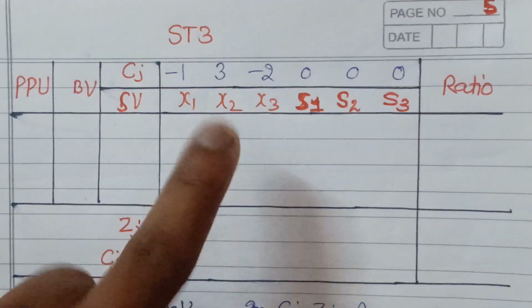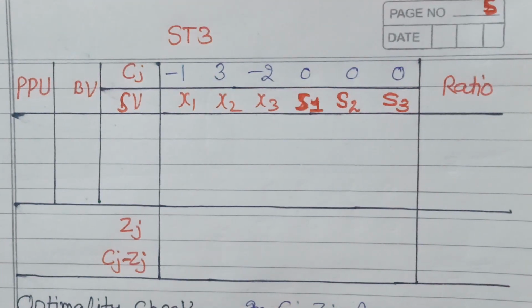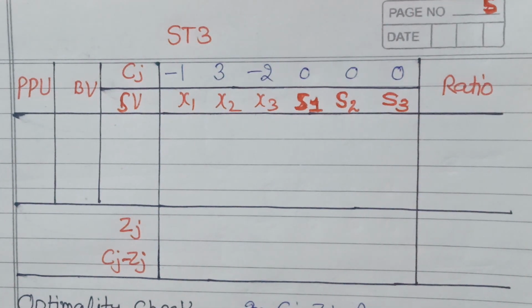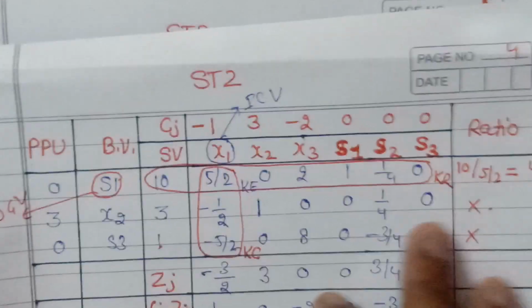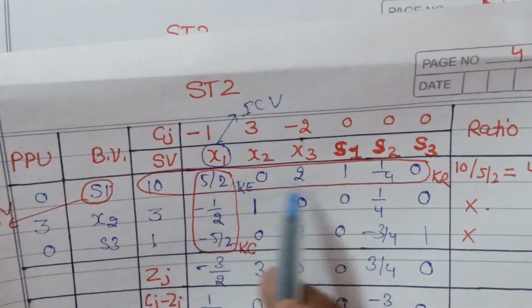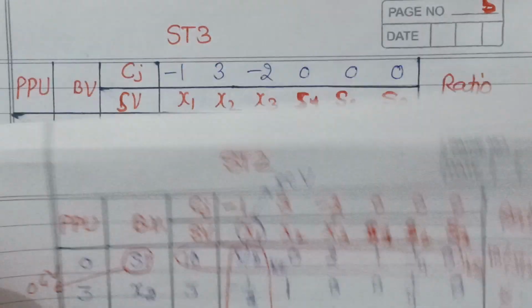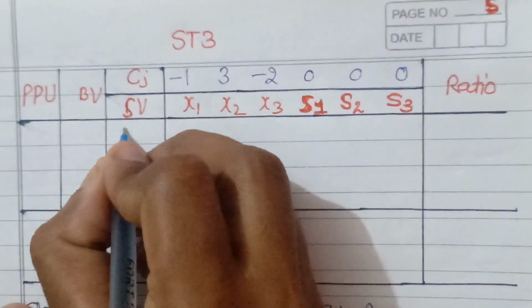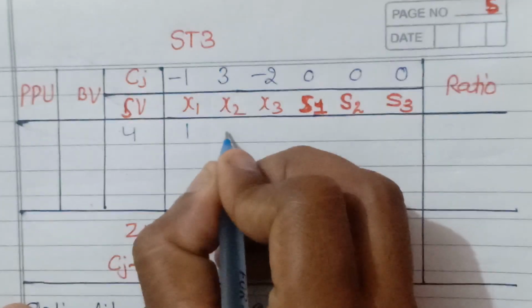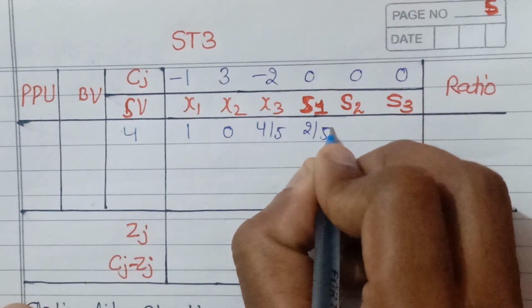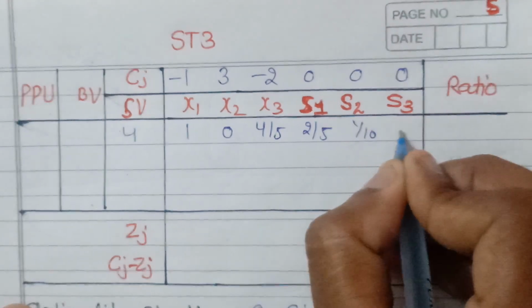Now you will see that this is simplex table 3, and this format will remain the same for all of the simplex tables. So now let us convert the key element of simplex table 2 to unity. After dividing this entire row by 5 by 2, we will have the values 4, 1, 0, 4 by 5, 2 by 5, 1 by 10 and 0.